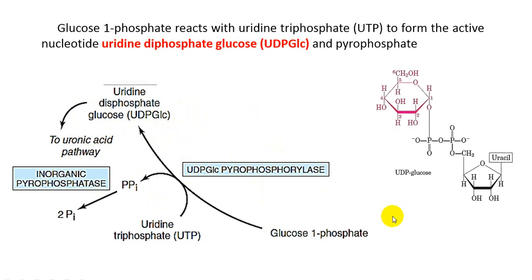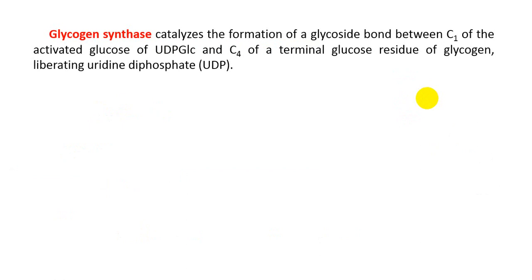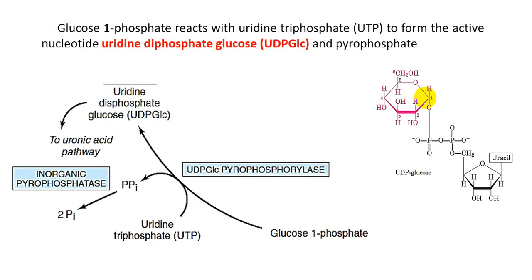The structure of this compound: this is uracil, a nitrogenous base, and with ribose it is called uridine. Diphosphate, two molecules of phosphate. And glucose, this is glucose. Carbon number 1 in the glucose is the active carbon. Now in this step, we've got an essential unit to start the addition of new molecules of glucose to the primary glycogen using glycogen synthase enzyme, which is uridine diphosphate glucose. This is the essential unit that will react with the primer glycogen.